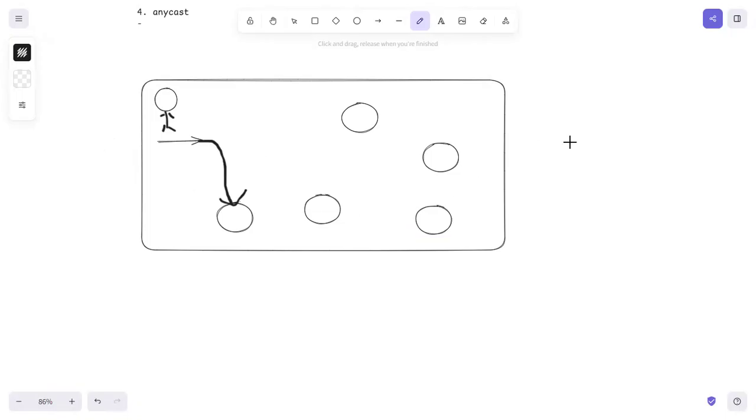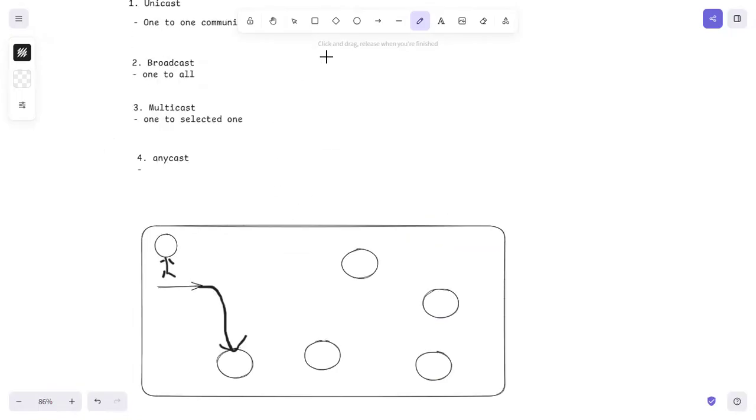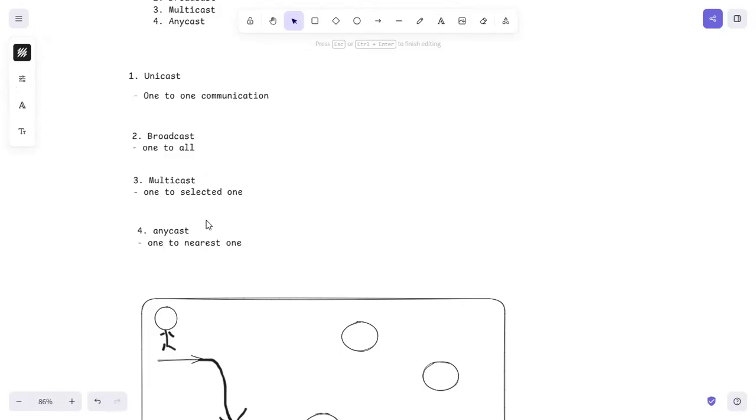This is what anycast is. One to the nearest one. A person to the nearest one. If you want to send something or receive something, whoever is the nearest one, you will receive the service from that nearest partner or service. This is what anycast is, one to the nearest one. This comes only in IPv6. This concept will come in your IPv6.